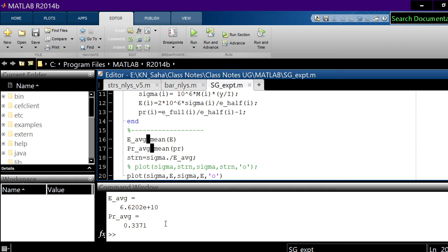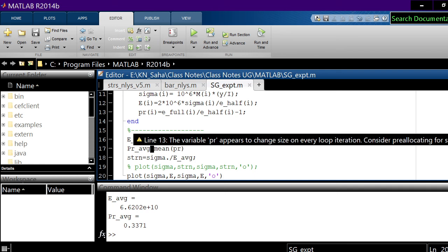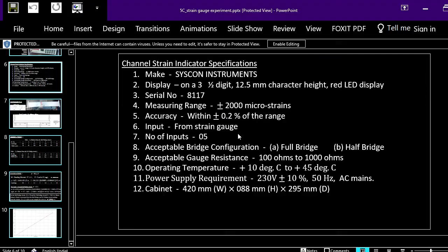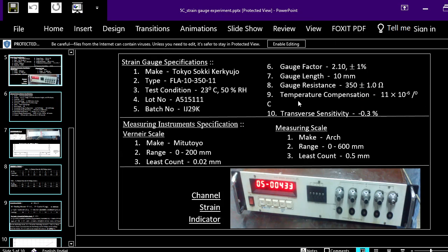Of course, we haven't carried out any correction on this strain gauge reading. That means we haven't considered the effect of transverse sensitivity that is there, right? So this effect, transverse sensitivity, is there. If we consider this effect, there would be some more improvement in the result. So this is the experiment on strain gauge.